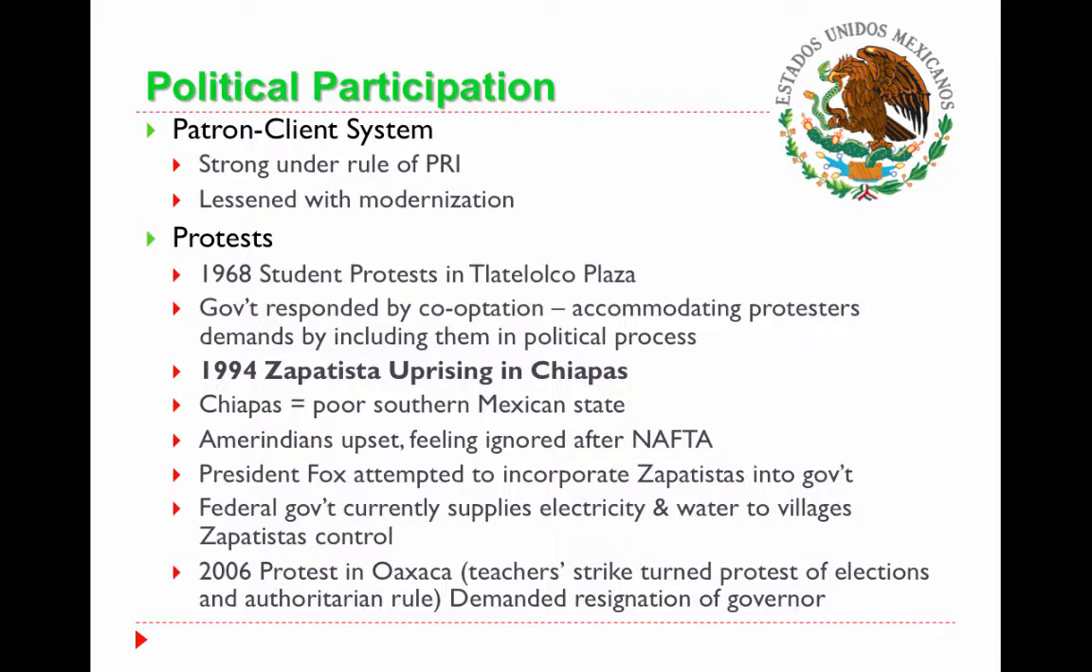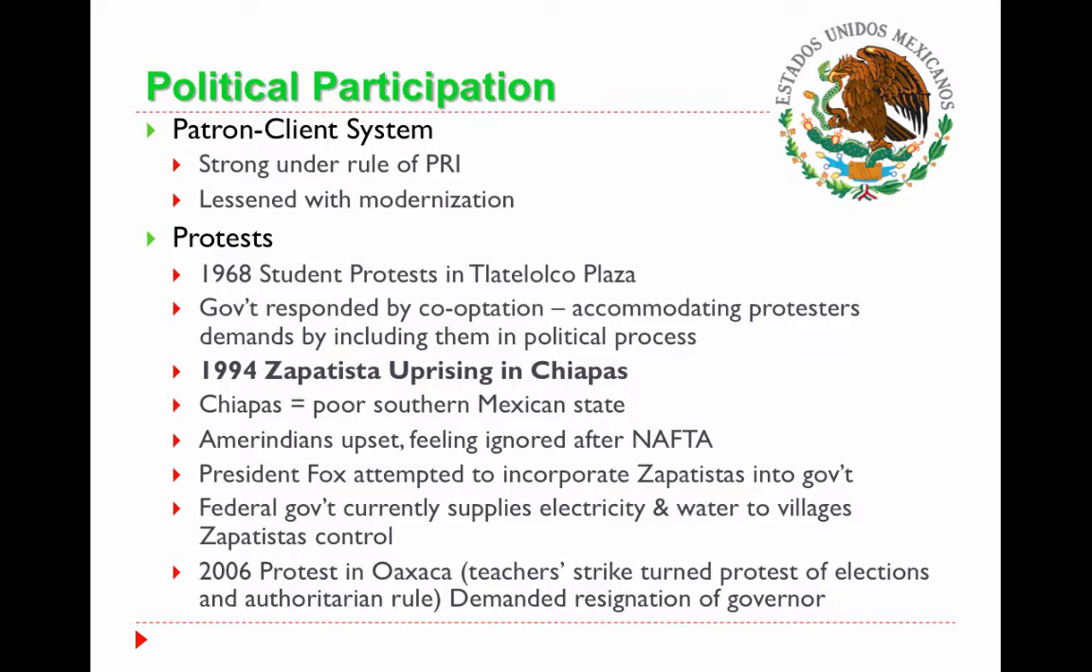Remember, political participation and protests are not exactly the same as civil society. Civil society is a voluntary organization that is joined. In 1968, we had an early student protest in Tlatelolco Plaza. This was an uprising by students who wanted more of a say in the government. They were protesting against one-party rule, and the government responded very positively.